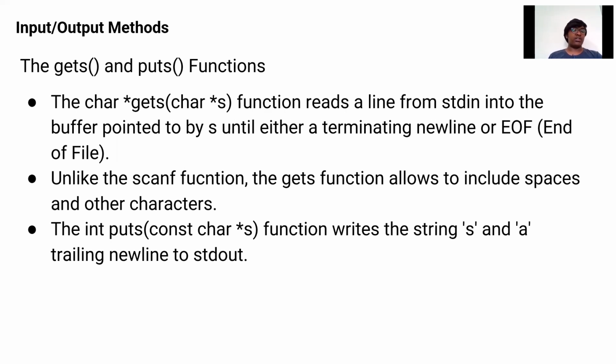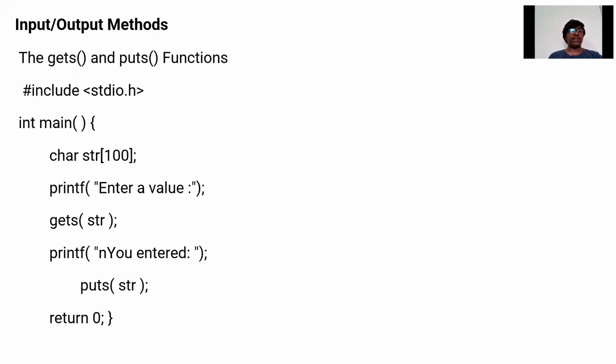Gets and puts functions. The char *gets function reads a line from standard input into the buffer pointed to by s until either a terminating newline or EOF, end of file. Unlike the scanf function, the gets function allows spaces and other characters to be included. The puts function writes the string s and a trailing newline to the standard output. Here is the example for gets and also for puts.